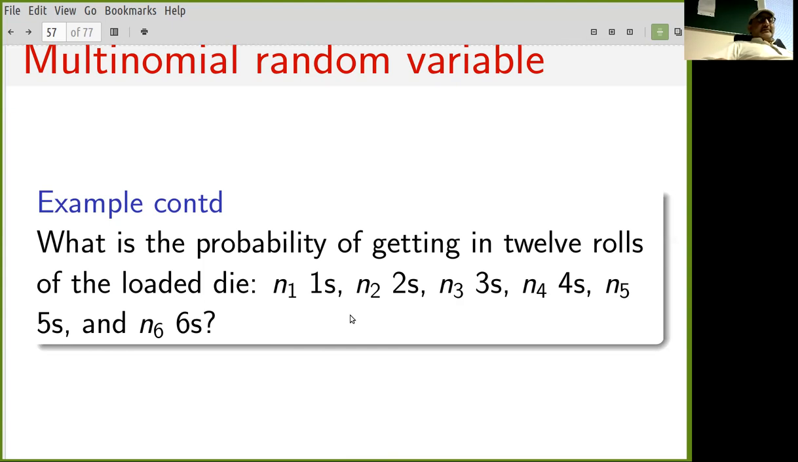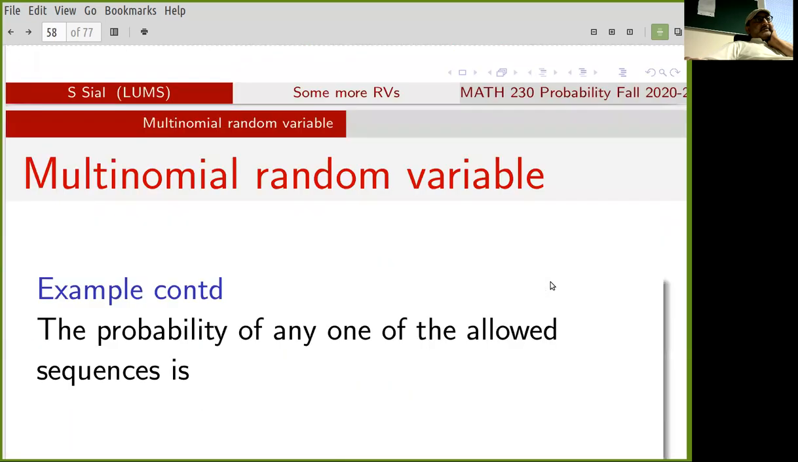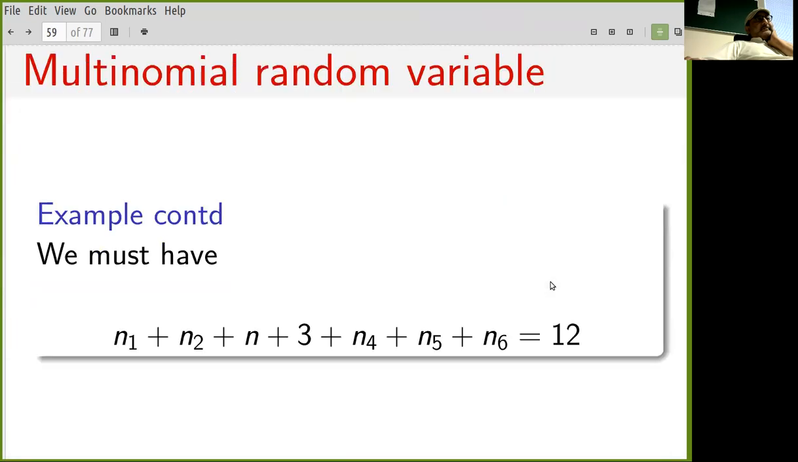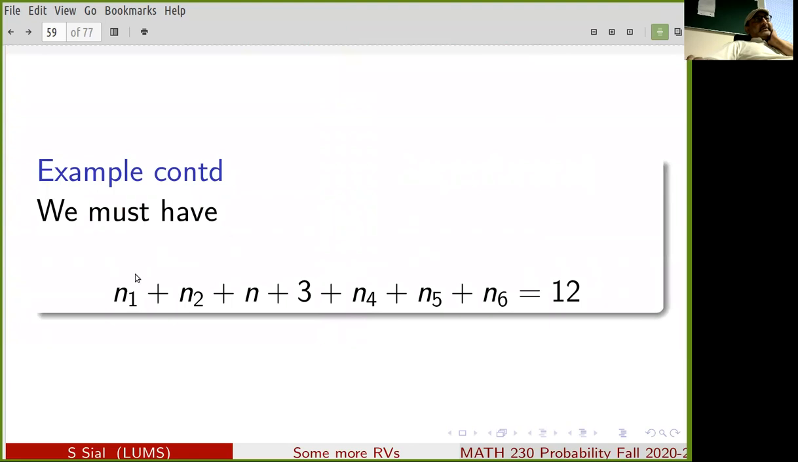And then how many such sequences are there? Well, if all of the symbols that you got from each roll were distinct from each other, there would be 12 factorial. But we're overcounting by n1 factorial for the ones, n2 factorial for the twos, n3 factorial for the threes, and so on. And we note that we must have n1 plus n2 plus n3 plus n4 plus n5 plus n6 equal to 12.